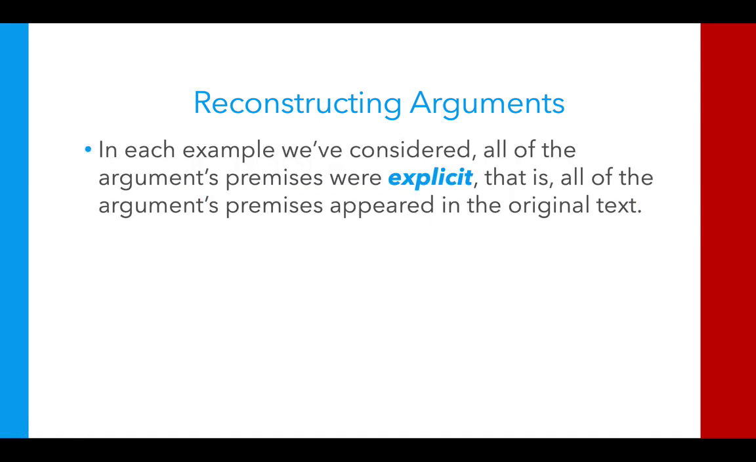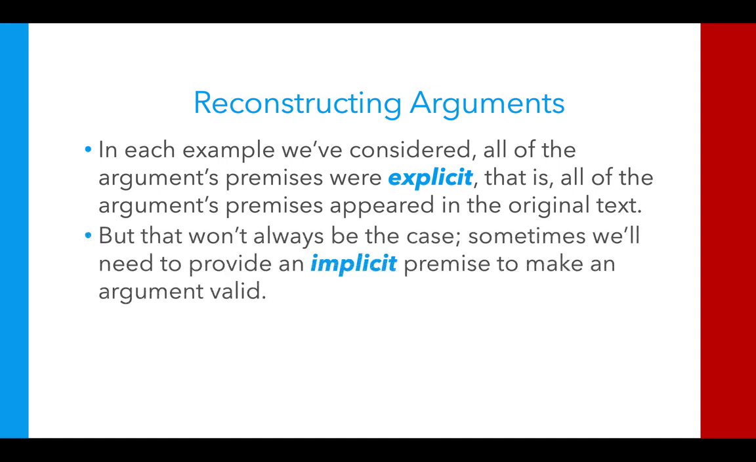In both of these examples, all the arguments' premises were explicit. That is, all the arguments' premises appeared in the original text. But that won't always be the case. Sometimes we'll need to provide an implicit premise to make an argument valid. So we're going to look at some examples of that.